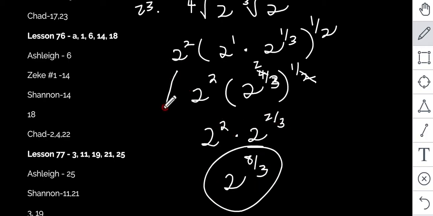A little tricky. Try to get all the bases the same before you start, because you can't add the exponents unless the bases are the same.